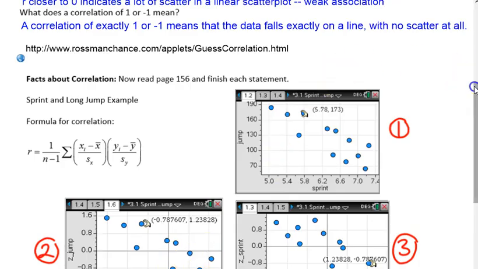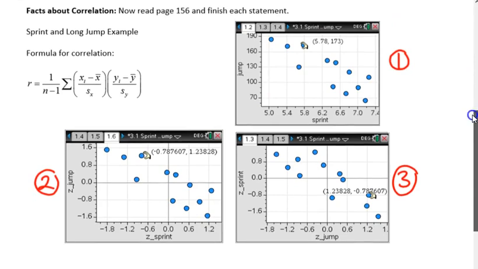Okay, now I want to look at the equation of correlation. This is not something that you will be required to use to calculate correlation by hand. We will always be doing correlation using technology. But I want to talk about it a little bit because this illustrates some of the characteristics of correlation.